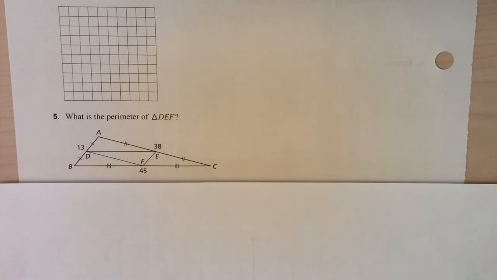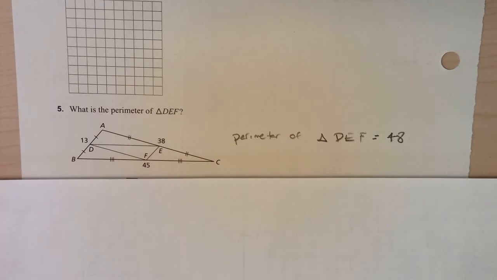Then for the last example that I want to go over, it says, what is the perimeter of triangle DEF? Here's what we're given. The side lengths: AB is 13, AC is 38, and then BC is 45. So maybe pause, think about it, see if you can figure out the perimeter of triangle DEF. If you found the perimeter of triangle DEF to be 48, that would be correct.